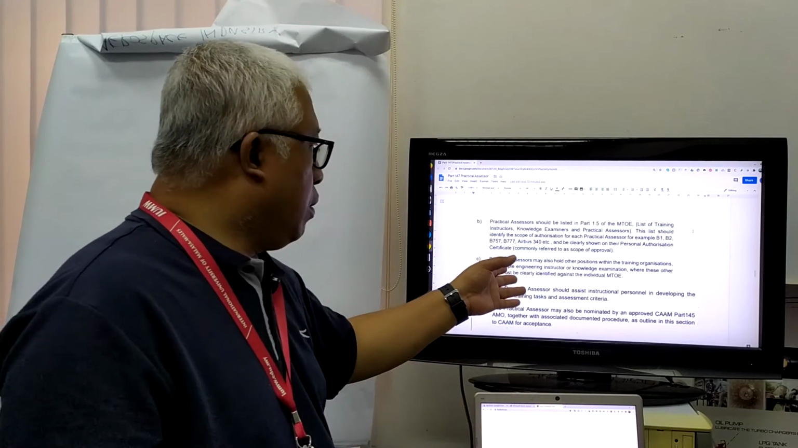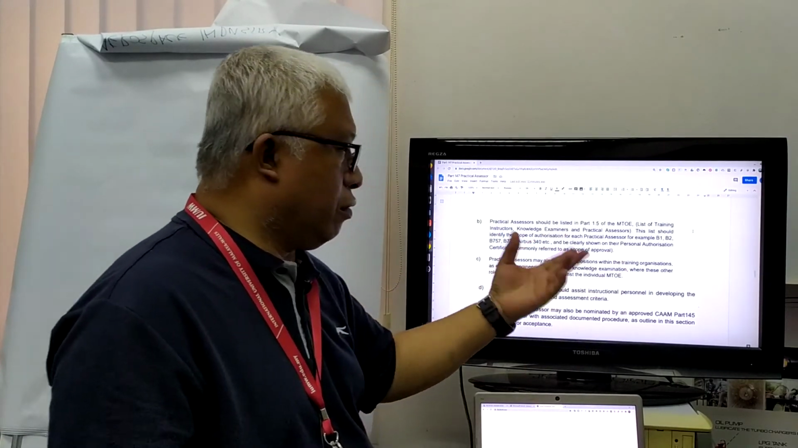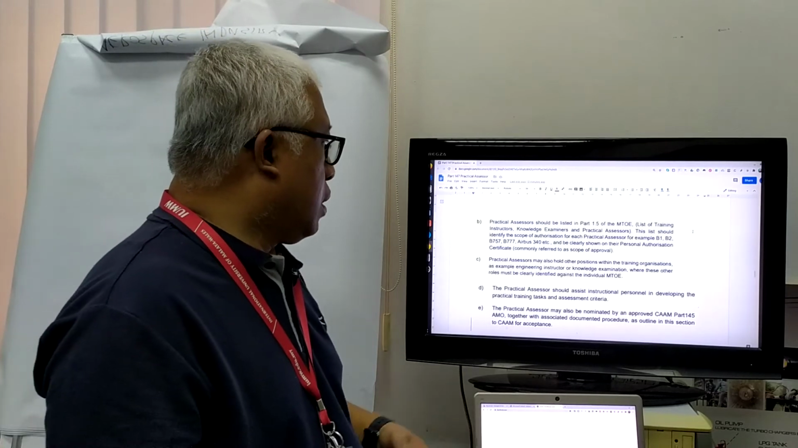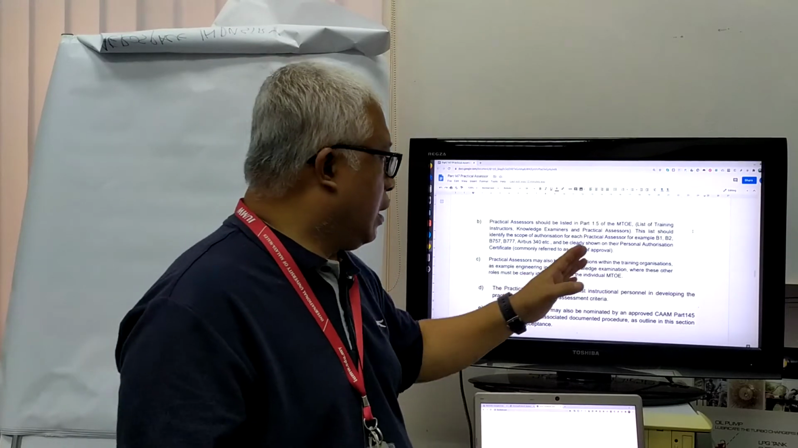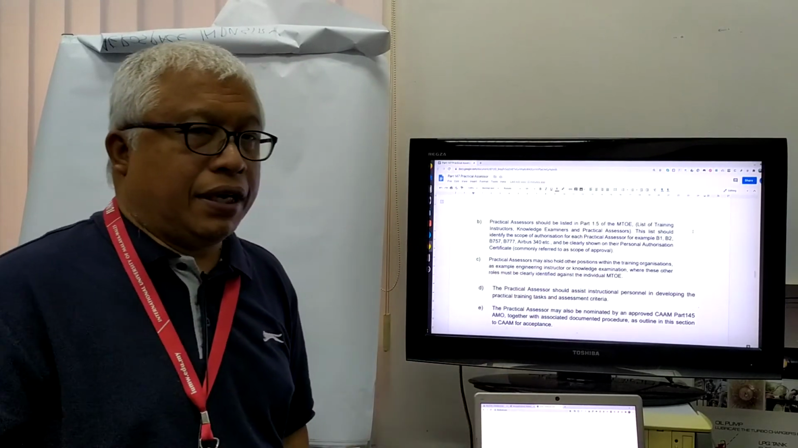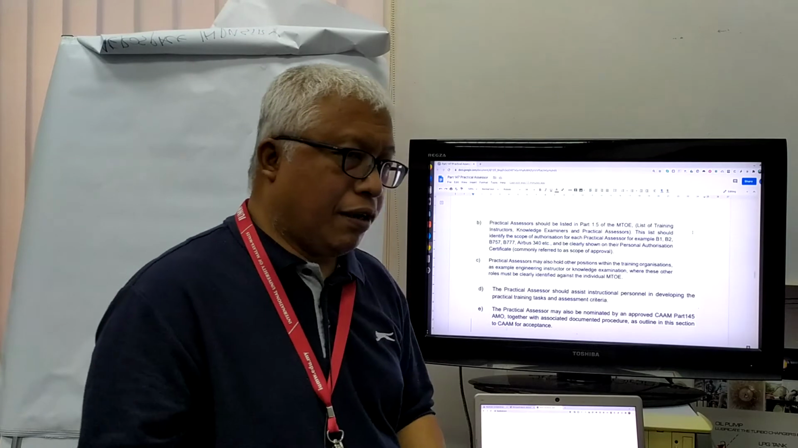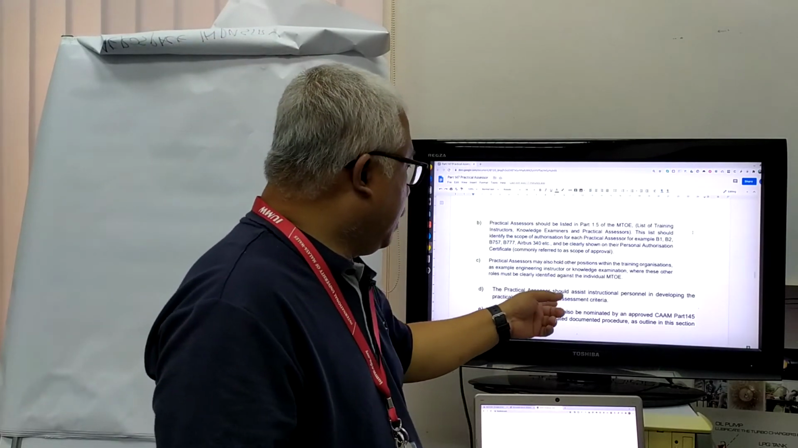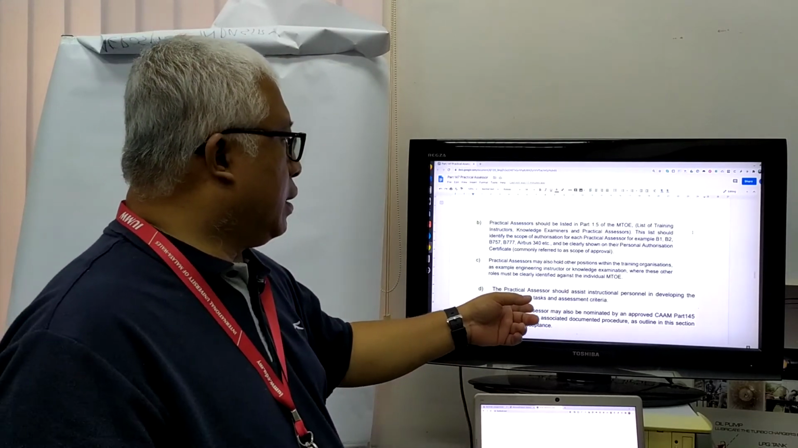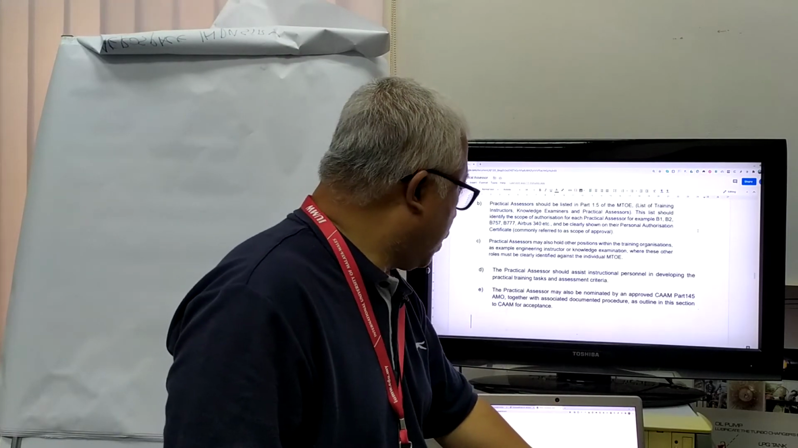Practical assessors may hold other positions in the training organization, for example as engineering instructor or knowledge examiner, so they can also have other roles. Practical assessors should assist instructional personnel in developing practical training tasks and assessment criteria. So they are also part of the team developing the practical training tasks as well as the assessment criteria of the candidates. A practical assessor may also be nominated as an approved CM Part 145 AMO together with associated document procedure. So it can be done that way.